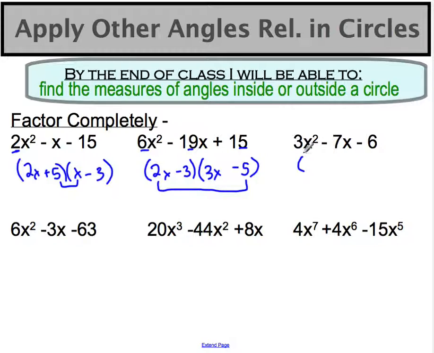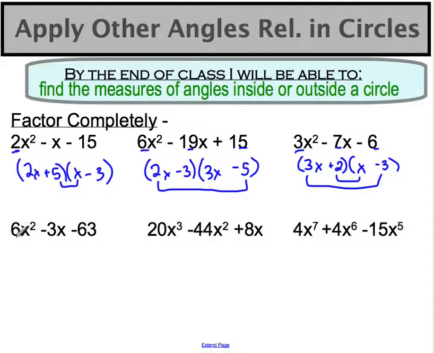Similar process over here. We look at 3, 7, and 6. They're not divisible by anything, so I'll just write this down as 3x and x. I then look at this and say, well, 3 times 6 is negative 18. Factors of negative 18 that are 7 apart would probably be negative 9 and positive 2, so I'll say 3 times negative 3 is negative 9, and then 2 would give me the negative 7. So the outside terms, inside terms.